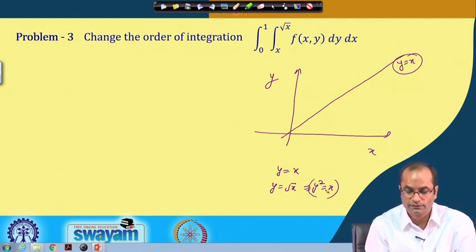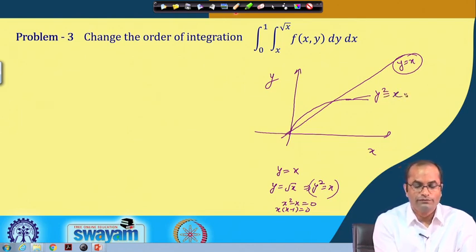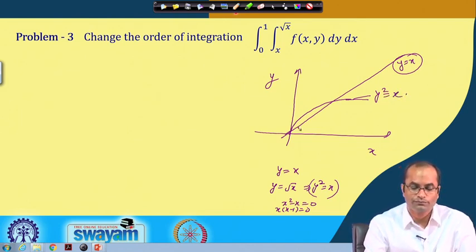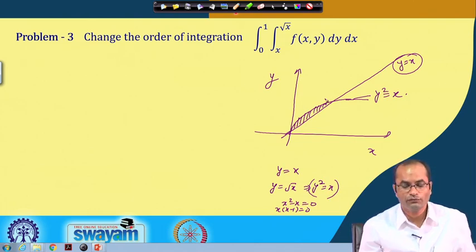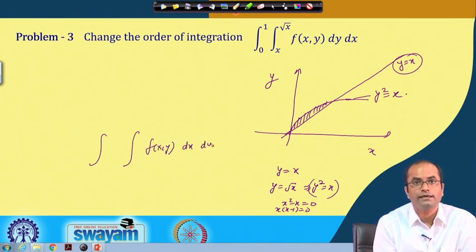They will intersect first of all at x squared minus x equal to 0, so x and x minus 1. So x equal to 1, they will intersect. So this parabola will have this. This is y squared equal to x, and now if we look at this, y goes from the line to the parabola. So this was the given order of the integration, and now we want to change the order. So what we will have now, the f(x, y), and we will have dx and dy there.